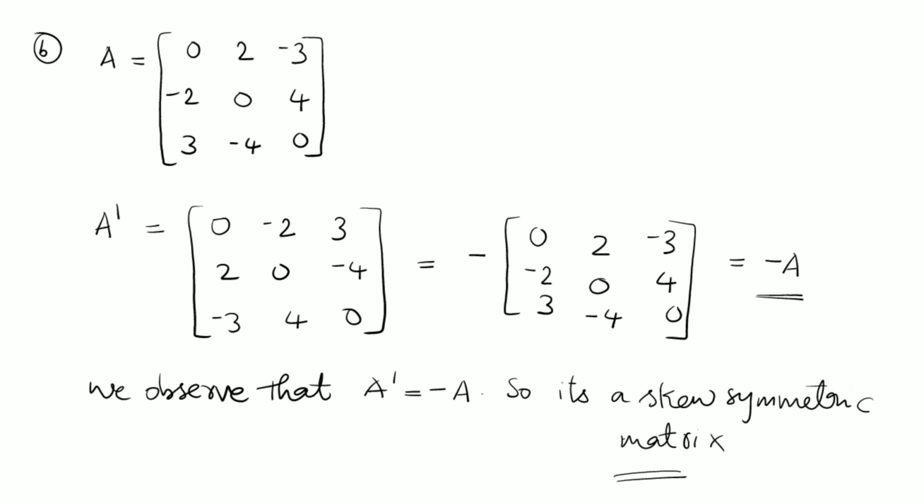So you can see that whether it is this matrix or this matrix, all the entries are same. So A dash is equal to minus of A, so it is a skew symmetric matrix. This is how you have to find the answer for symmetric matrix and skew symmetric matrix.